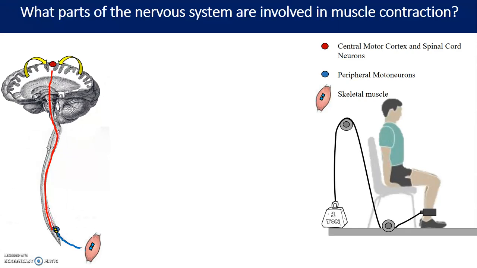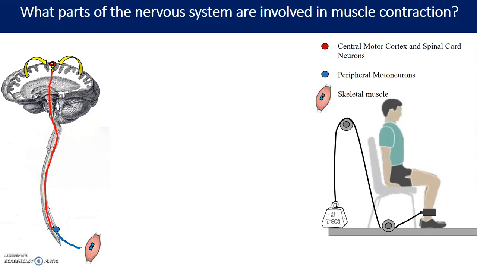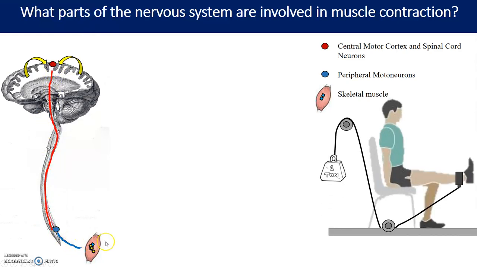So that action potential will travel down the spinal cord, converge onto a motor neuron, and that motor neuron will then synapse with the muscle and cause muscle contraction. Right? So you have the action potential generated first up in the brain, and then it travels down the spinal cord to the motor neuron. The motor neuron then transfers it to the muscle, causing contraction.